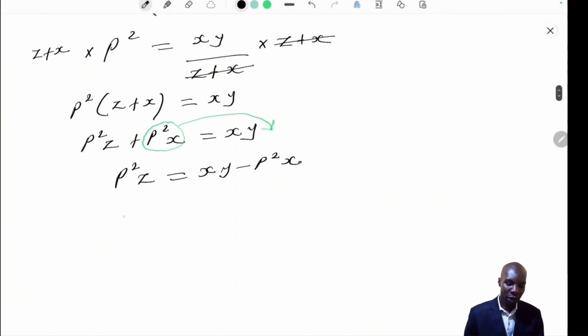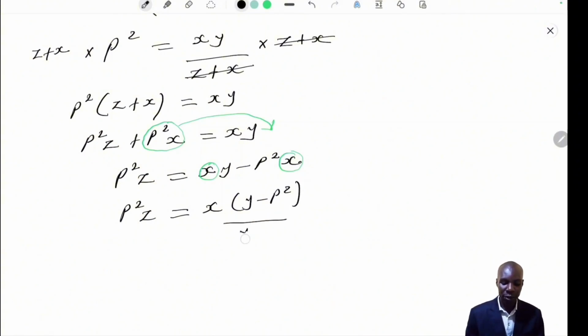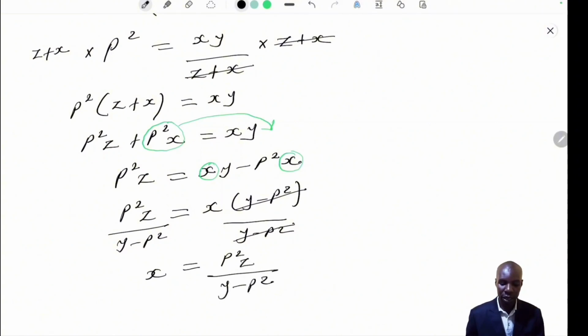From here, we know that on the left-hand side, we have p squared z. On the right-hand side, you can see that x is common. So we'll say x in bracket y minus p squared. Divide both sides by y minus p squared, so this one cancels out. So x alone is now given by p squared z over y minus p squared. That is how it's supposed to be done.